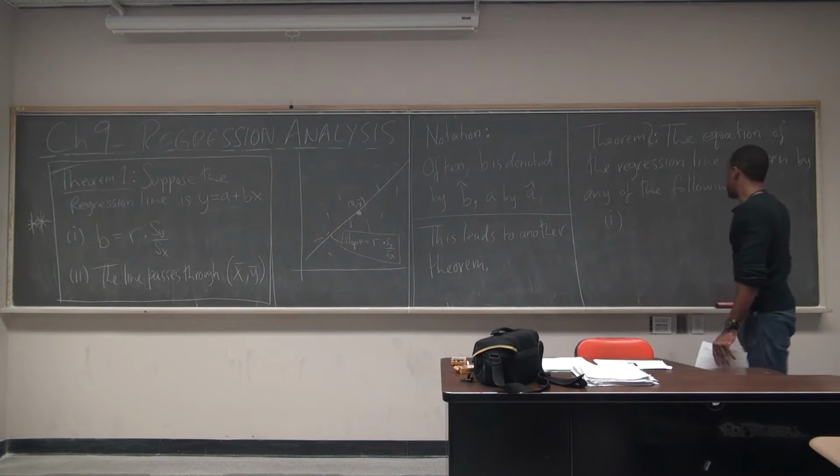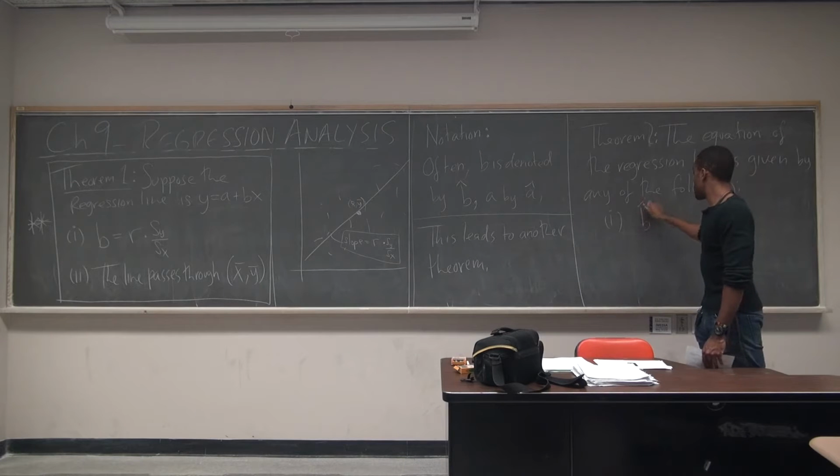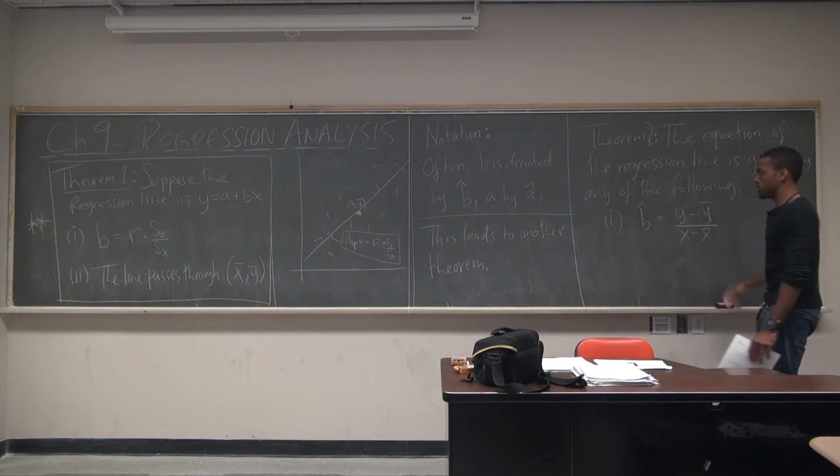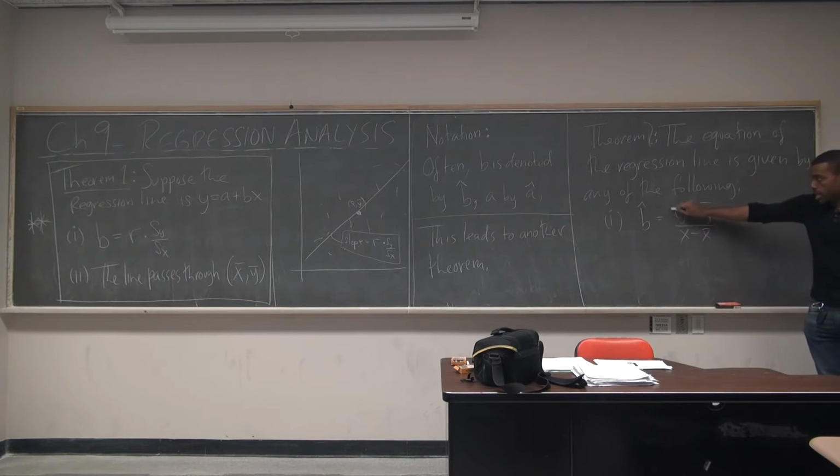One, we can use the slope formula. We know that b hat is equal to y minus y bar over x minus x bar, right? Just by using the slope formula. Do that, you solve for y. That will give you the equation of the line.